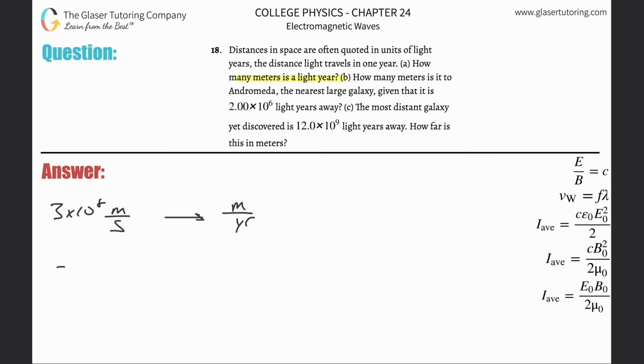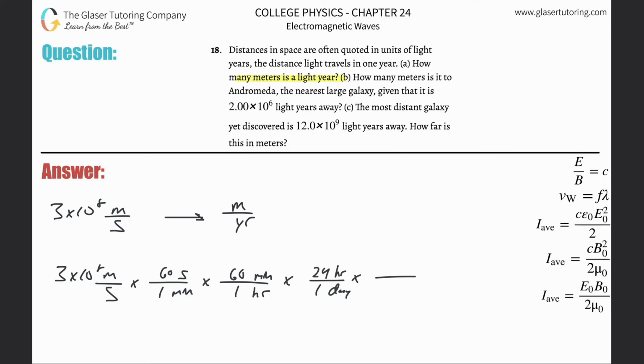So basically, we take 3 times 10 to the 8 meters per second. Seconds on the top, minutes on the bottom, 60 seconds in a minute. Then minutes on the top, per hour, 60 minutes in an hour. Then hours to days: hour on the top, day on the bottom, 24 hours is 1 day. And then you might want to go from days to years.